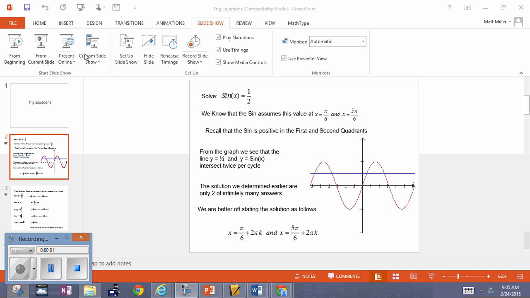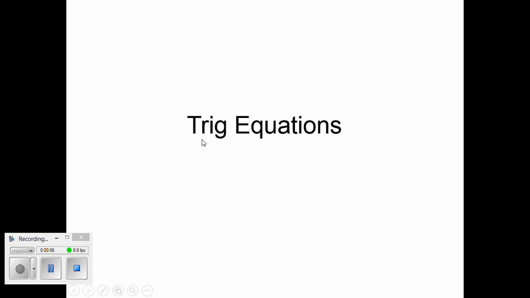Now we're going to look at solving these trig equations. So I'm walking you through this slideshow presentation we did in class. Let's see if we can make some sense of all this. So here's a first equation. Solve sine of x equals 1/2.